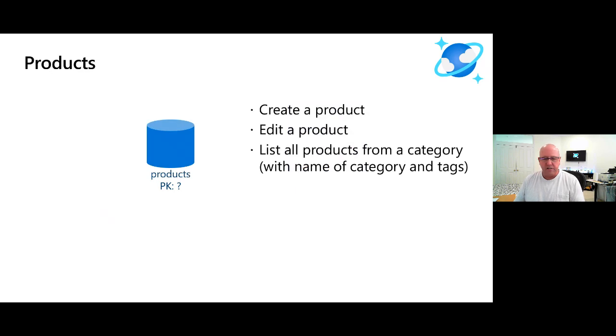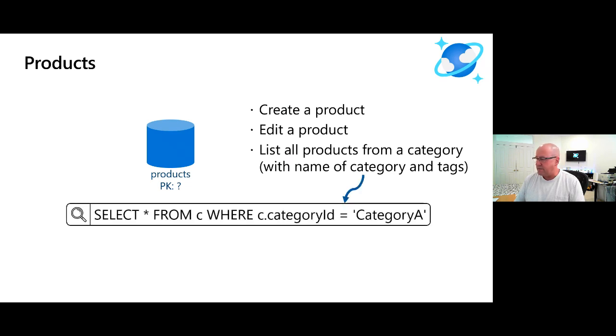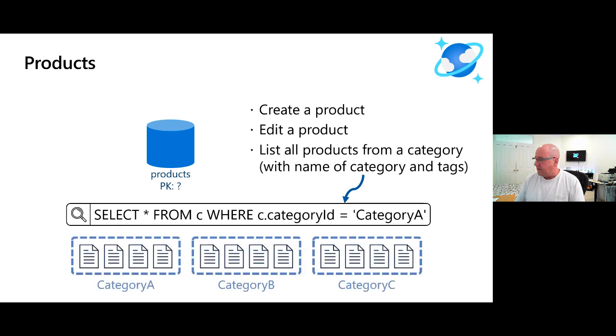Next, we need to figure out a good partition key. So again, we'll look at the operations we want to perform here. Of course, we need to create a product, and we need to edit a product. But the interesting one here is we want to list all products for a category, and I also want to include the name of the category and the tags. So we're going to need something like this. I want to select star from c where c.categoryId equals category A, and this will return all products for that category. So in order to make this a single partition query, we'd need to have all the products from that same category sit within the same logical partition.